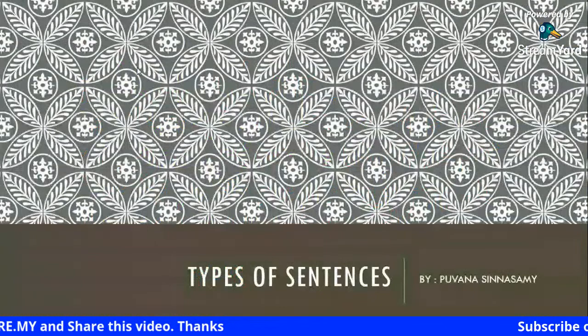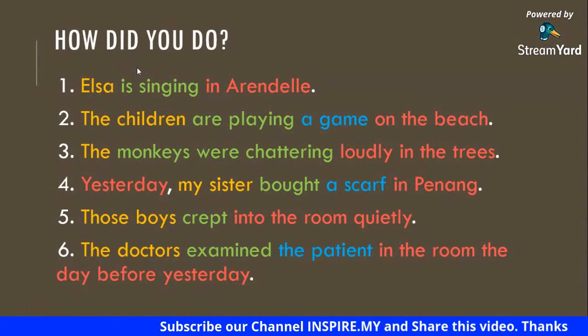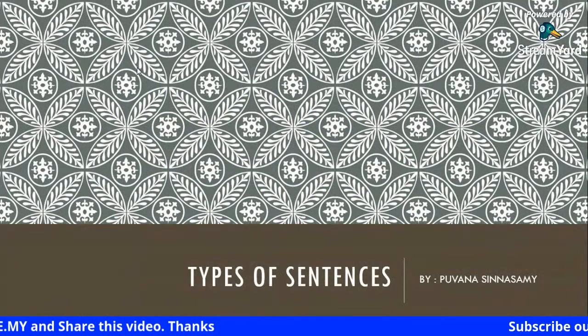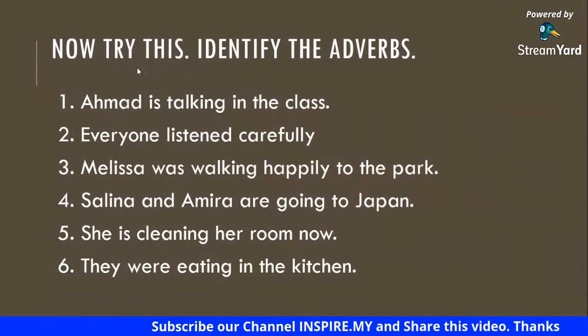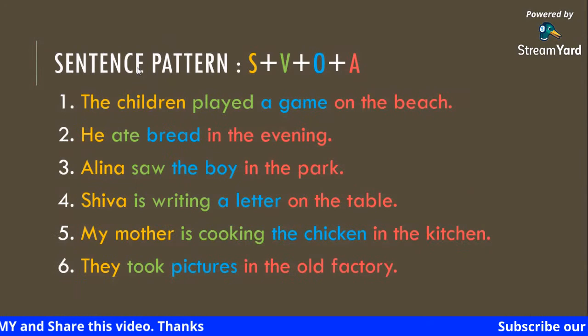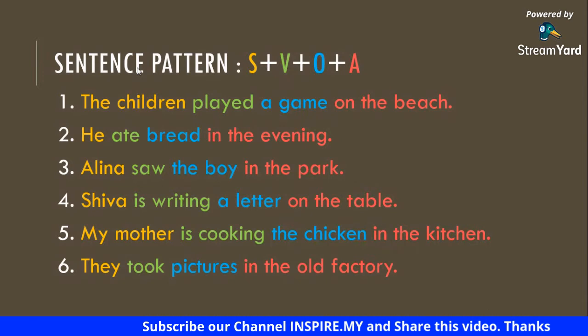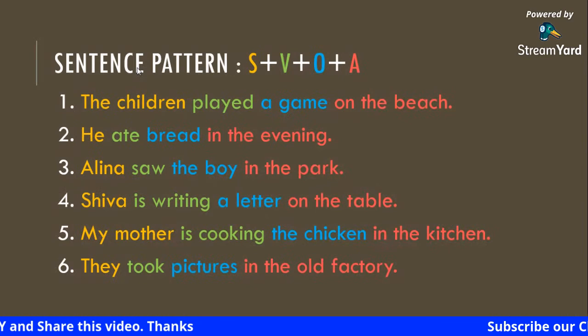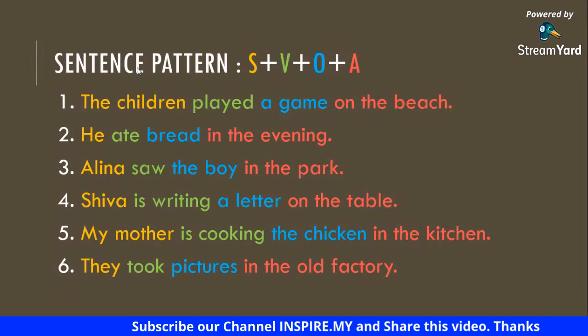Okay. Since we have gone through sentence patterns, I will be talking about types of sentences. What is the difference between types of sentences and sentence patterns? Sentence patterns are about the components of the sentence, because we have subject, verb, object, and adverbial. When it comes to types of sentences, there are three types: simple sentences, compound sentences, and complex sentences.